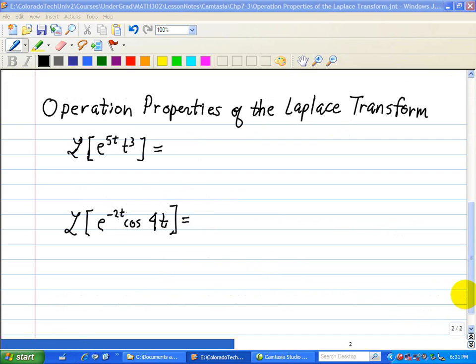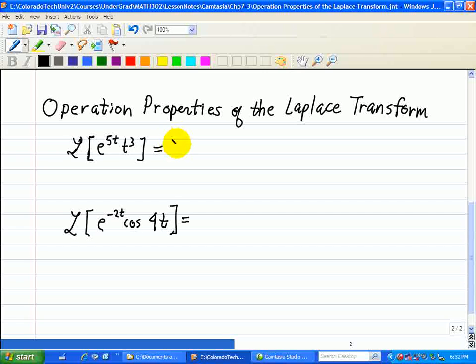Now we're going to illustrate the translation property with these two examples shown here. Here we have the Laplace transform of e to the 5t times t cubed. First of all, we have to note that we need to find the Laplace transform of t cubed, evaluated, and after we do that, s becomes s minus a, but a in this case is 5.